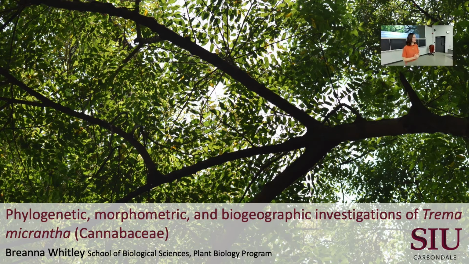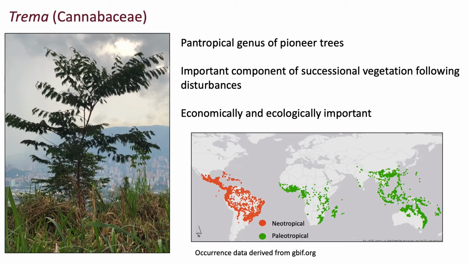Let's get started talking about my project, which is the phylogenetic, morphometric, and biogeographic investigations of Trema micrantha, which is in the Cannabaceae family, also known as the cannabis family. So many of you are probably familiar with the cannabis family. You might know of cannabis, or you may know of Humulus, which is used as hops for brewing. But you may not know about this really interesting group, which is Trema.